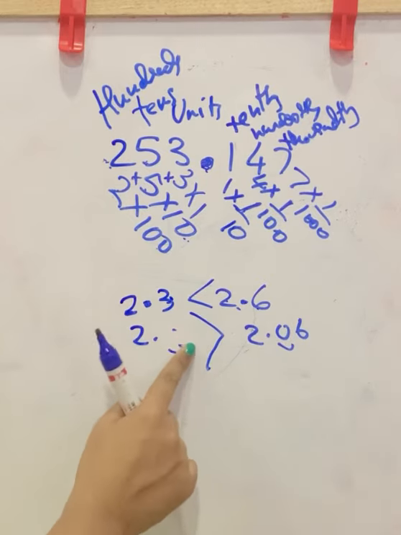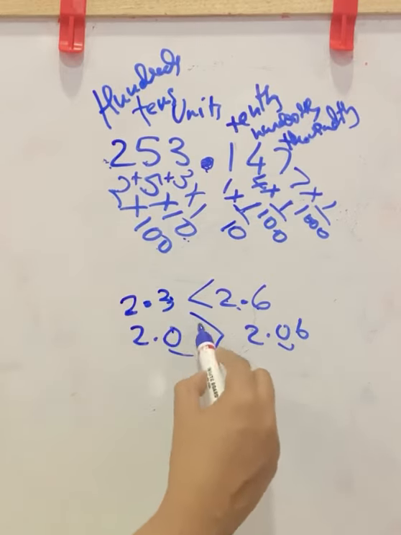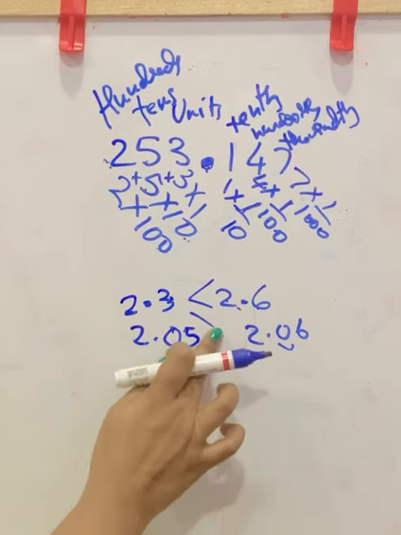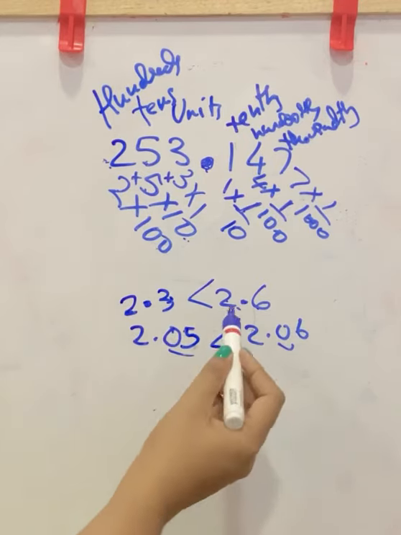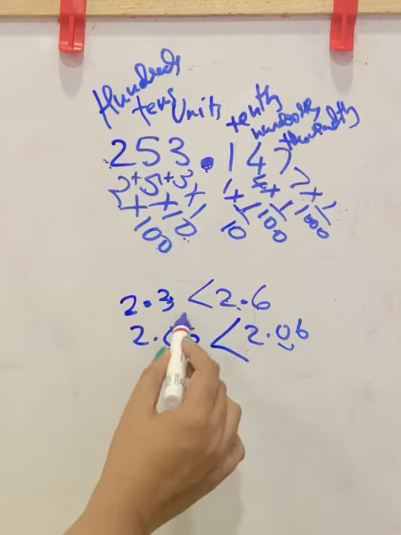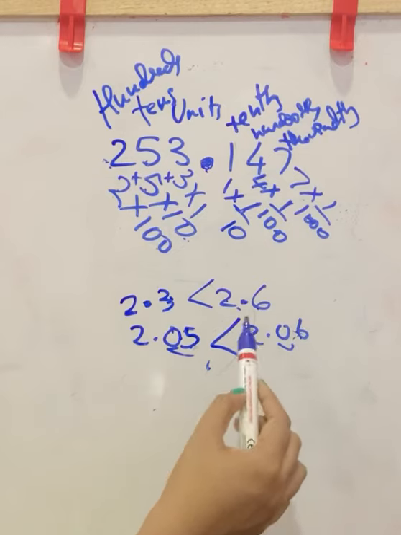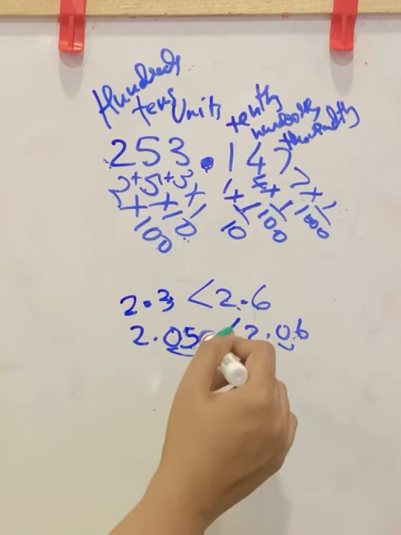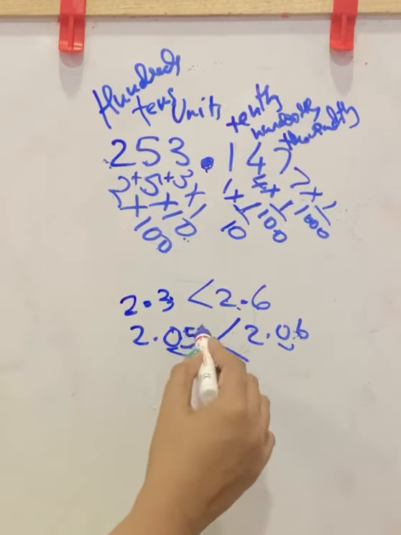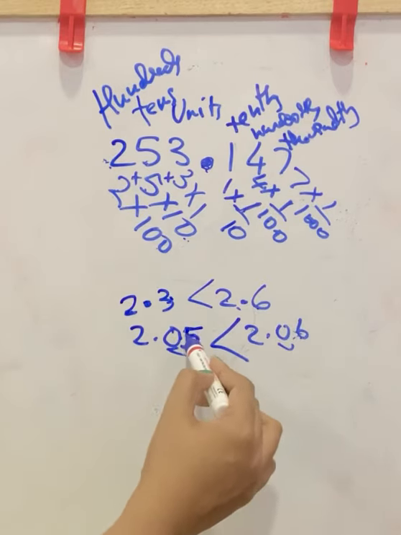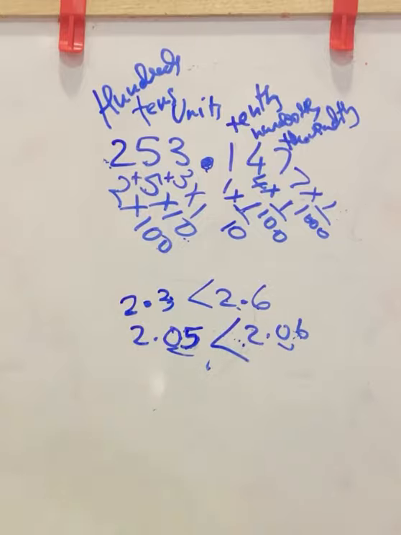Now if it was 0 in both cases in the tenths place, and here 5 and here 6, you can say this is the greater value because the hundredths place is 5 and the hundredths place is 6. Here 6 is greater, so this value will be greater because all the other digits are the same. Here we are comparing the hundredths position and it is 5 and 6, so this is the greater value.